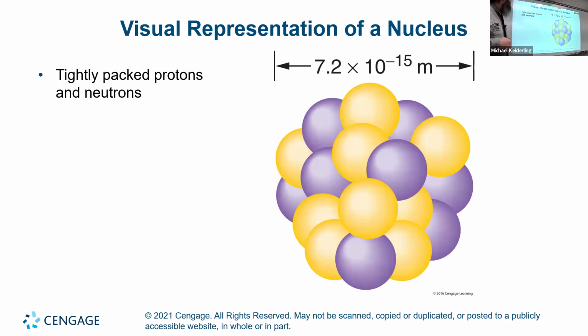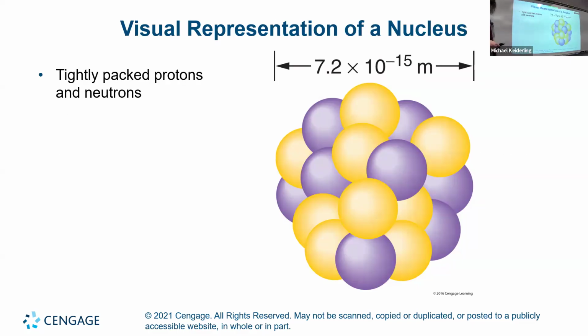So this is a nucleus. It's tightly packed protons and neutrons, because a neutron star packs a mass larger than the sun into something the size of a city. It's 7.2 times 10 to the minus 15 meters across, and it's a ball of protons and neutrons. Protons are positively charged, neutrons are neutral. You would expect this to blow itself apart because positive charges repel each other, but it doesn't. So what's holding it together? There is a force called the strong nuclear force that is holding it together.